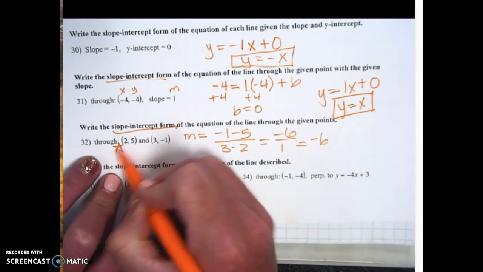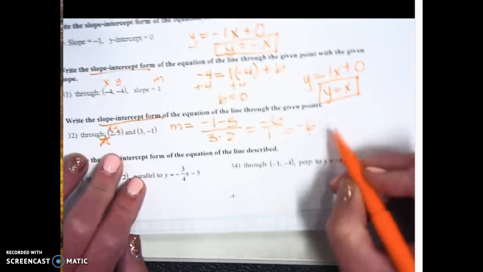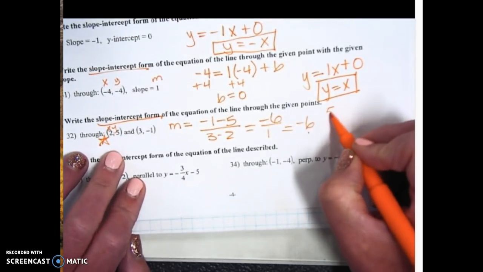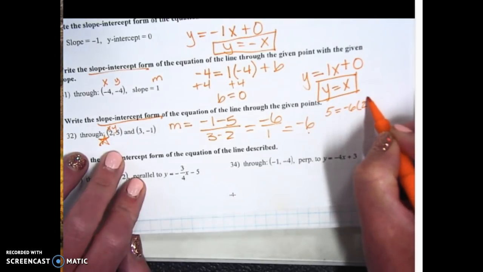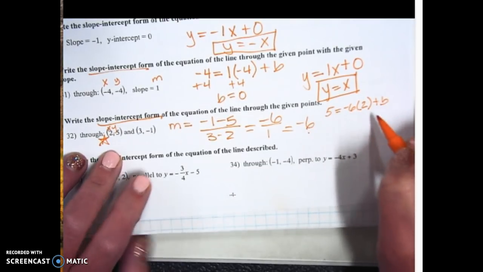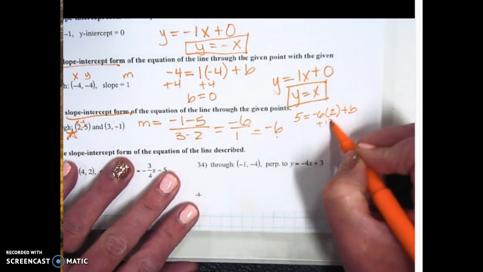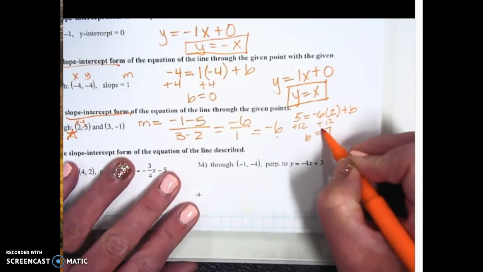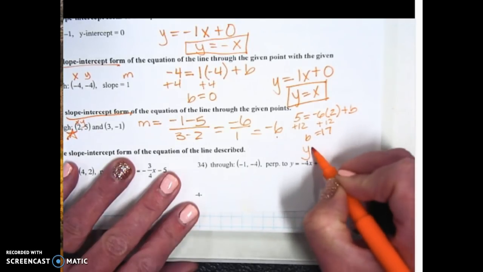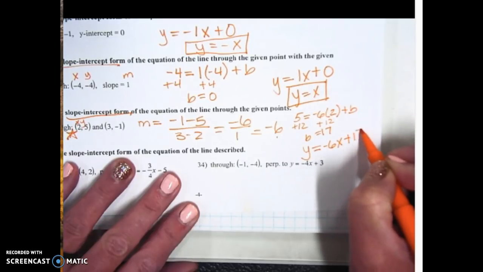Then you pick one of these points to plug in for your x and your y. Here's your m. You plug in everything except the b. So you're going to have 5 equals negative 6 times 2 plus b. Negative 6 times 2 is negative 12. So you're actually going to add 12 to both sides. So b is going to be 17. So the new equation is y equals negative 6x plus 17.